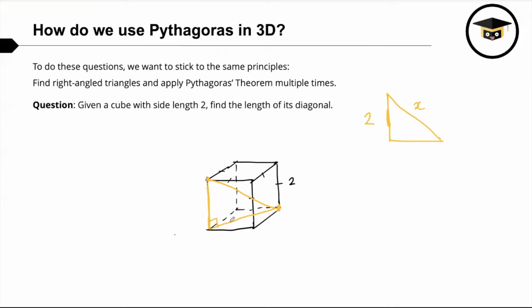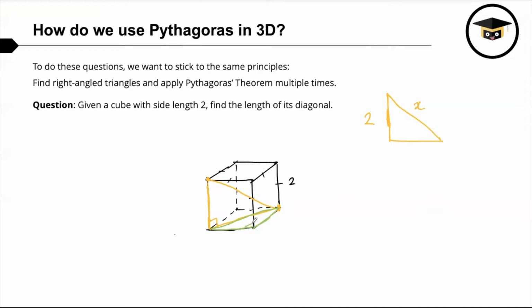And do we know what this is? Well, you might be tempted to say it's 2, but if you think about it, this side is 2 and this side is 2, so the diagonal of our base would definitely be more than 2. So this is where we're going to be using Pythagoras again. This time I'm going to draw a new triangle. Hopefully you can see on the base here, we've got our diagonal of the base.